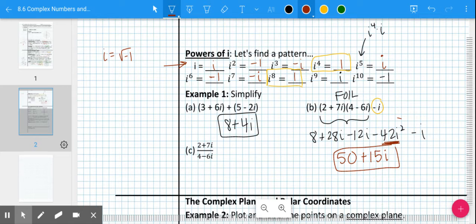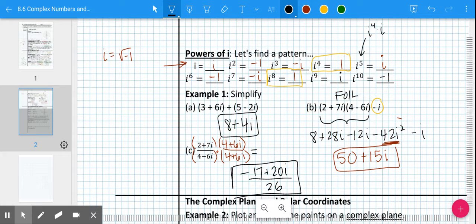And then for part C, since I have an i in the denominator, which is kind of like a root in the denominator, what I want to do is multiply by the conjugate of the denominator to both top and bottom. So you're going to go ahead and multiply that out and simplify. I'm going to skip the work here, do it yourself, but the answer you want at the very end is -17 plus 20i all over 26. If you didn't get there, pause this video and make sure you can get there.